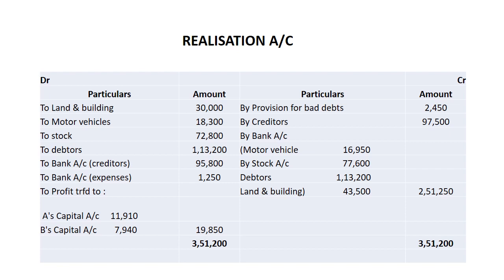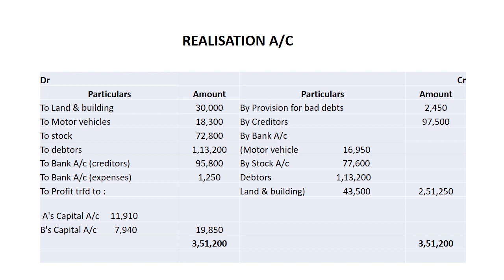Now move on to the credit side. By provision for bad debts 2,450. By creditors 97,500. Whenever transfer of assets or liabilities is done, it is done at book value. Book value means whatever amount is written in the balance sheet. By bank account, now see, the motor vehicle was sold for 16,950, stock 77,600, debtors 1,13,200, and land and building for rupees 43,500.